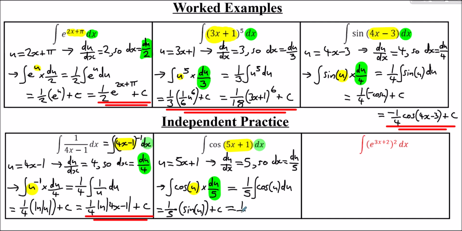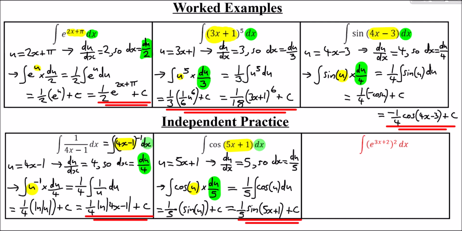Final step, replace u with the original variable, which was in terms of x. So it's 1/5 sine of 5x plus 1 plus c. Always remember the plus c. You will not do yourself any favours by forgetting the plus c.